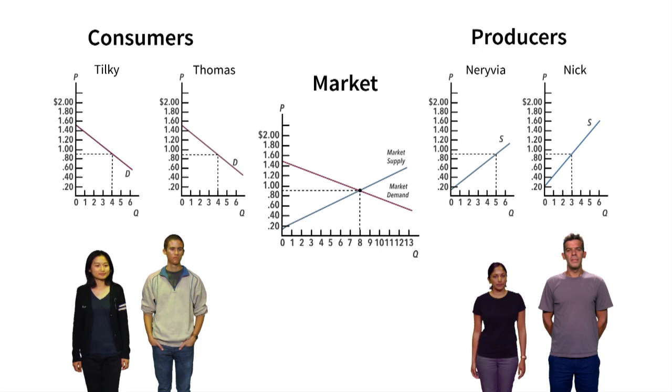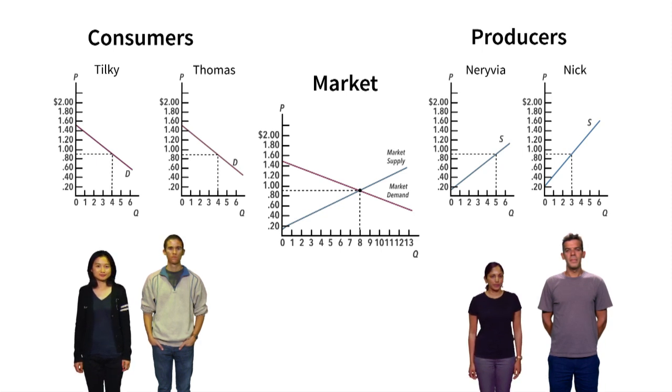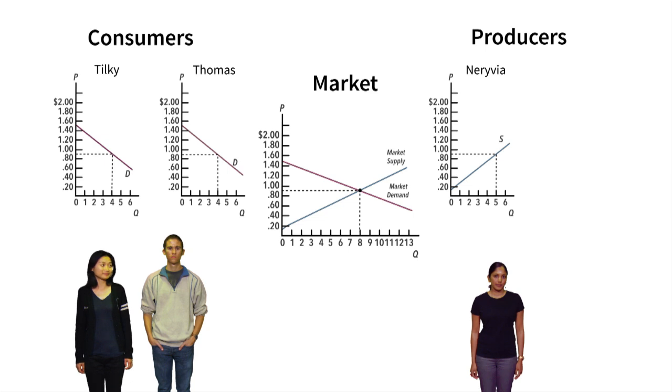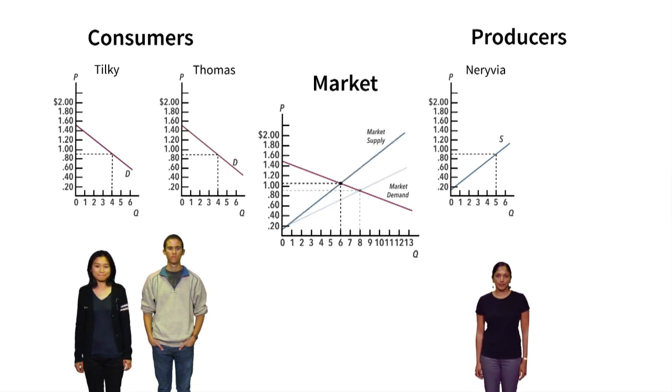So now that we've seen how the market equilibrium is reached and the production and consumption is coordinated, let's go back and think what happens in the case where Nick's farm gets wiped out. So now there's going to be a reduction in supply. The supply curve in the market is going to shift to reflect that reduction. You can see it shifting. So now you're still going to have Tilke and Thomas maximizing their utility, and Narivia is going to be maximizing her profits. They're just facing different prices. So what happens to them?